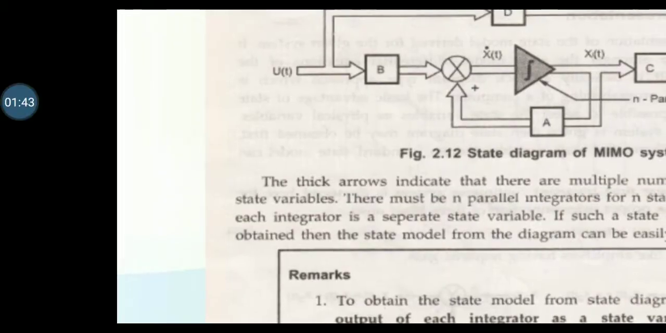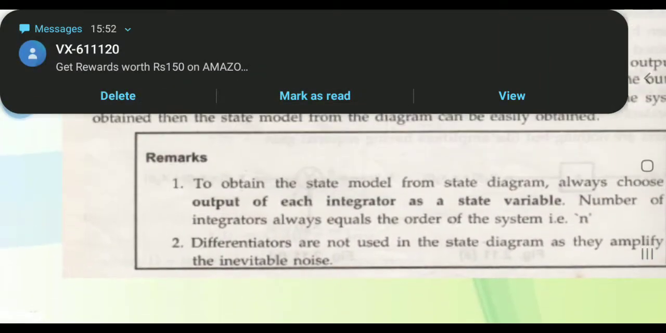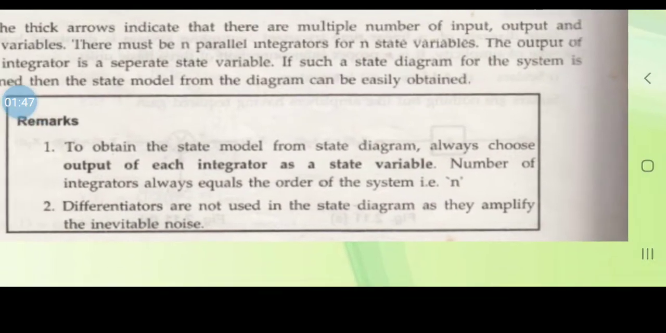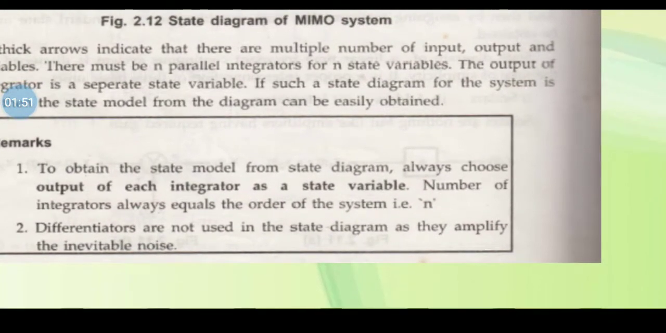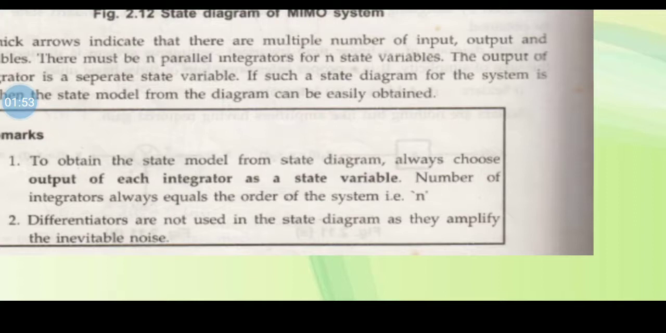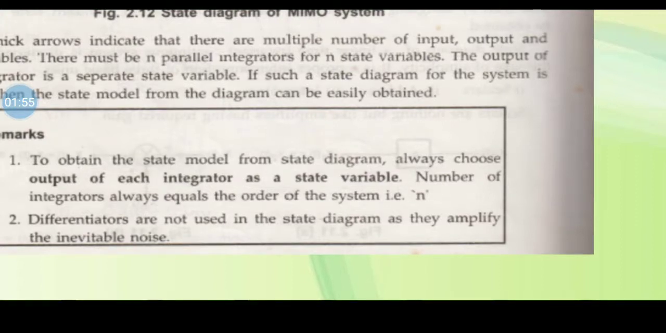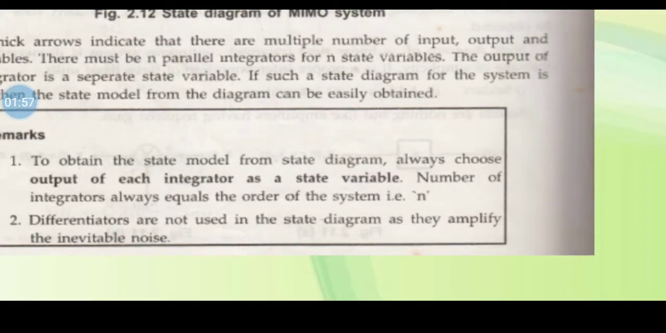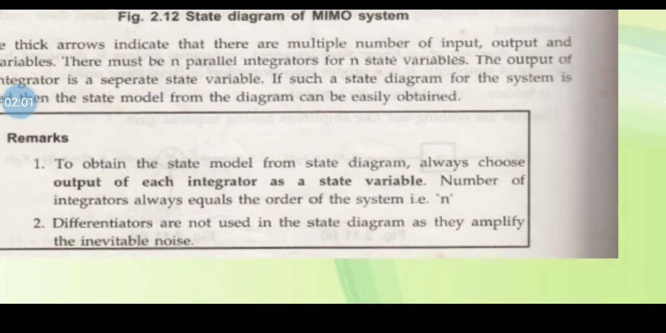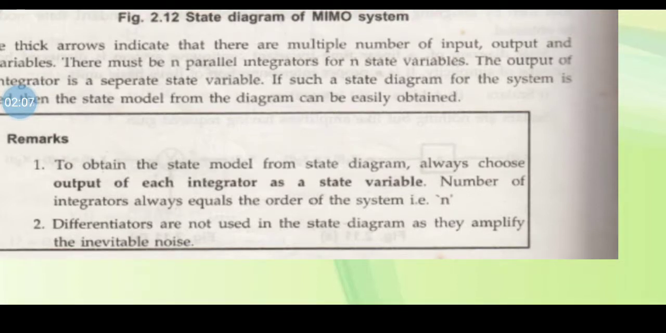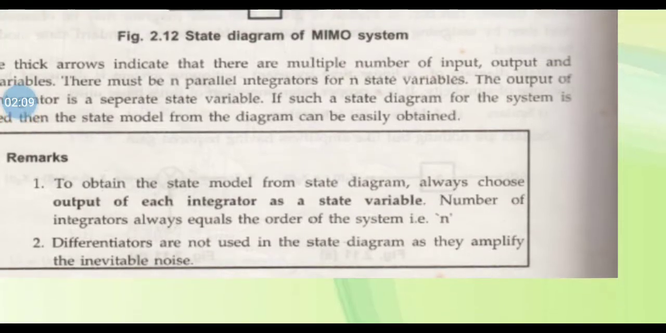Then there are certain remarks. We will see what those remarks are. First, to obtain the state model from the state diagram, always choose the output of each integrator as a state variable. The number of integrators always equals the order of the system, that is n. The second remark is that differentiators are not used in the state diagram. Why? Because they amplify the inevitable noise.